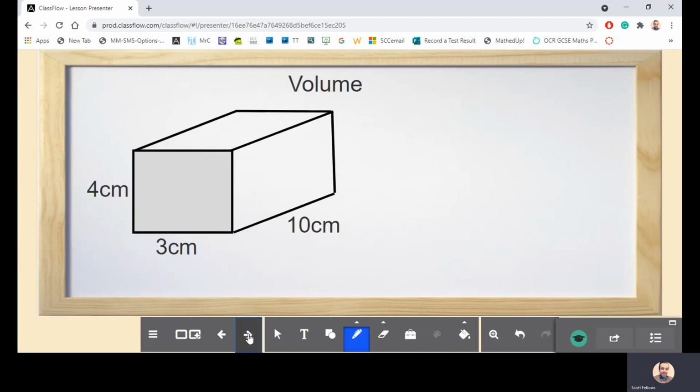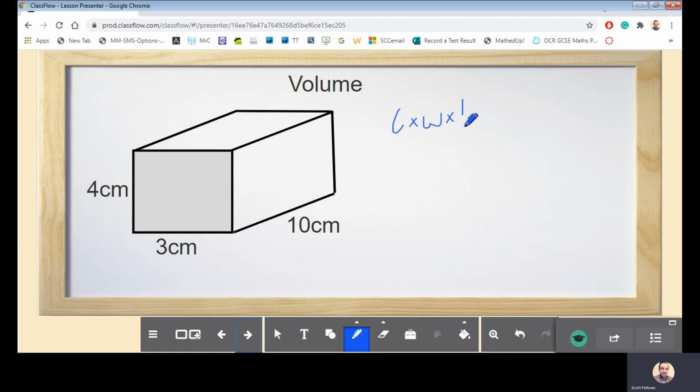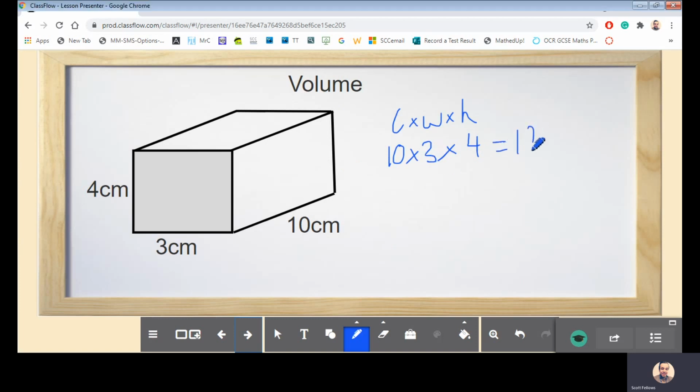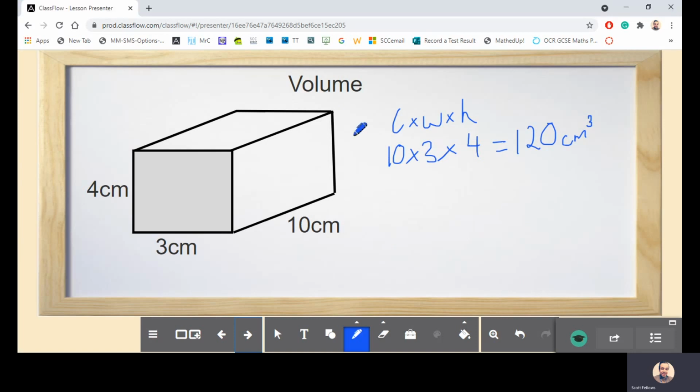Okay, volume. That's the length times the width times the height, or the depth. So the length here is 10 alongside. The width, 3. And then the height is 4. Okay, 10 times 3, 30. 30 times 4 is 120. And this time it's going to be centimeters cubed. Okay, so we have centimeters squared for the area, centimeters cubed for volume, because it's 3D. Okay, 3D is cubed.